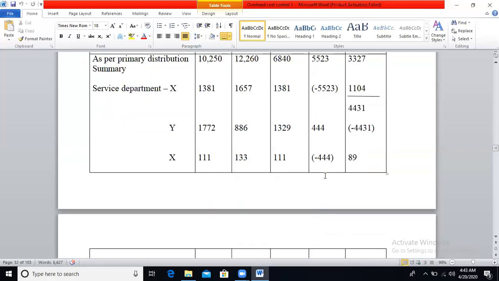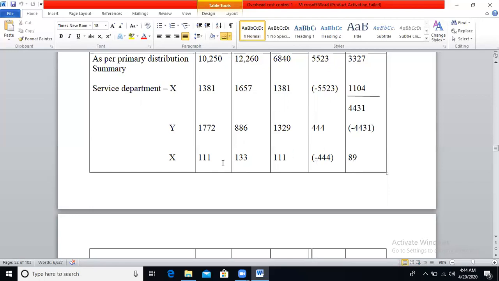Repeated distribution method means repeatedly you have to reapportion the service department expenses. So now X department expenses should be once again reapportioned to all the production departments and the service department. 444, what's the percentage for X department? 25%, 30%, 25%, and 20%.